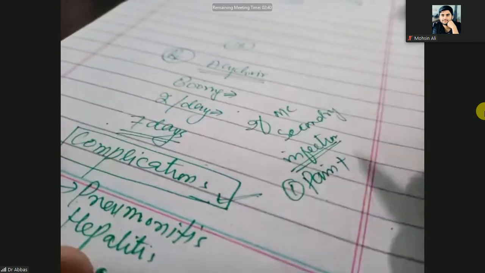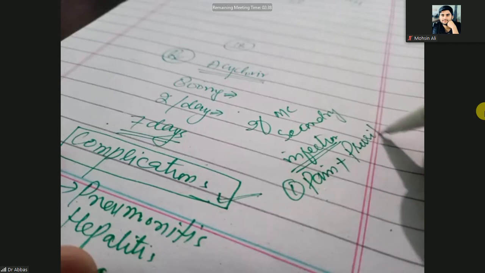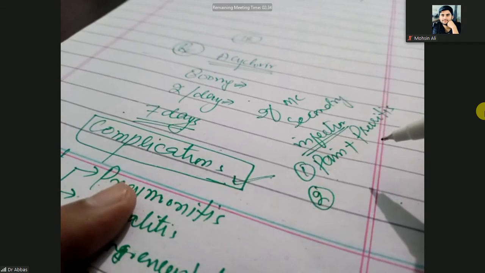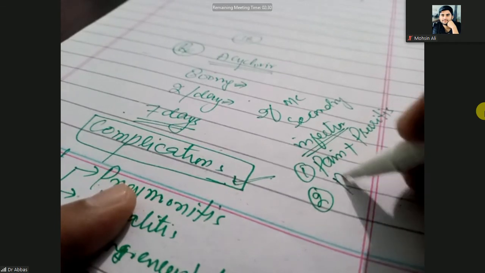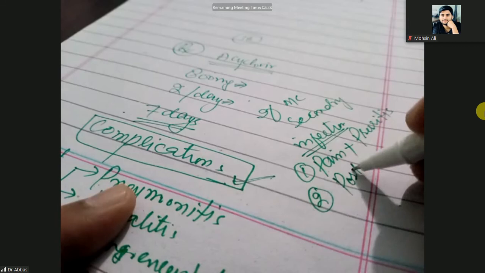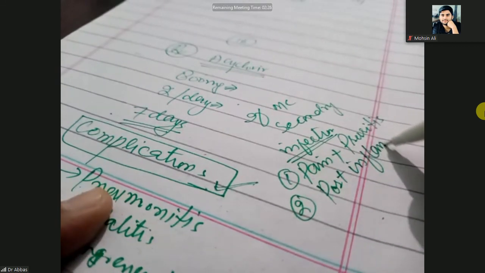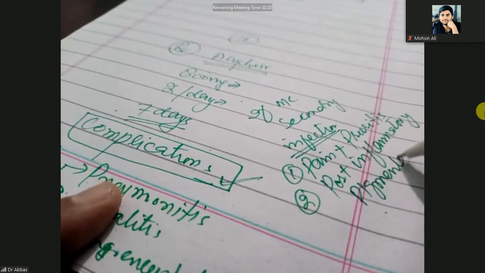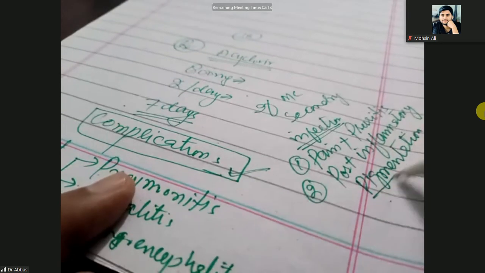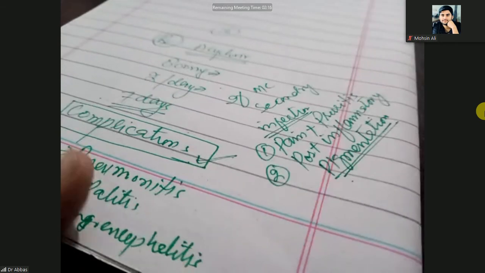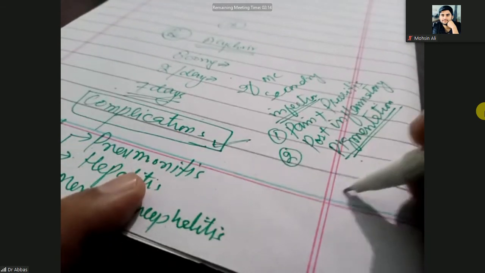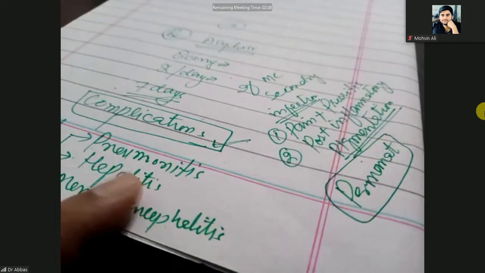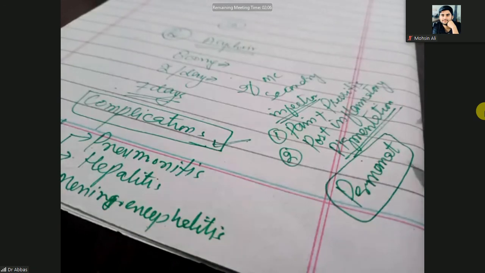Along with the pain, there will be pruritus, itching, and then there could be post-inflammatory pigmentation. After the inflammation, there will be post-inflammatory pigmentation, and that pigmentation, skin color change, hypopigmentation or hyperpigmentation, is permanent. Pigmentation is permanent. So secondary complications here are permanent.